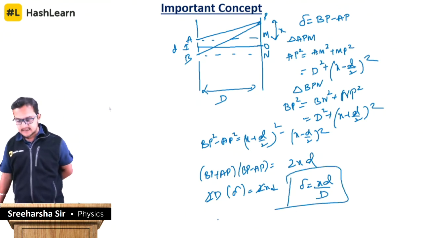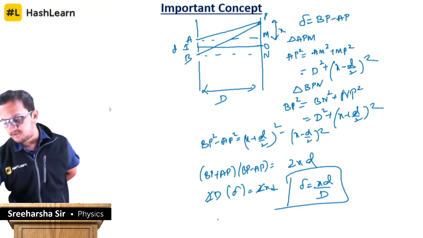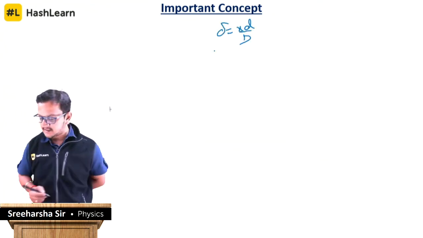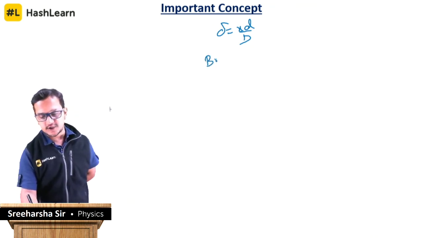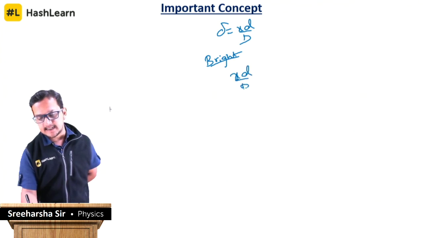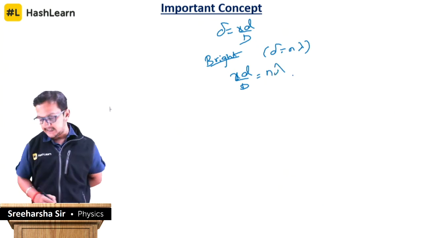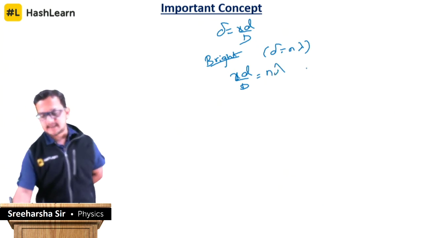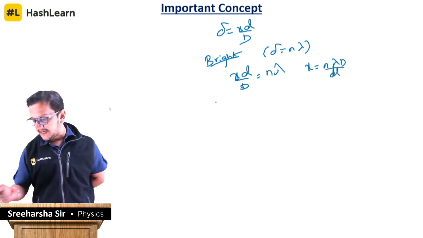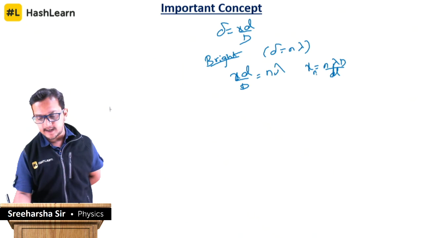Now let us put the condition for the bright fringe. Delta equals xd by capital D, which was the derived condition. For a bright fringe, delta equals n lambda. So you'll have x equals n lambda capital D by small d for the nth fringe, and for the n plus 1th fringe, you will have x equals n plus 1 times lambda D by d.